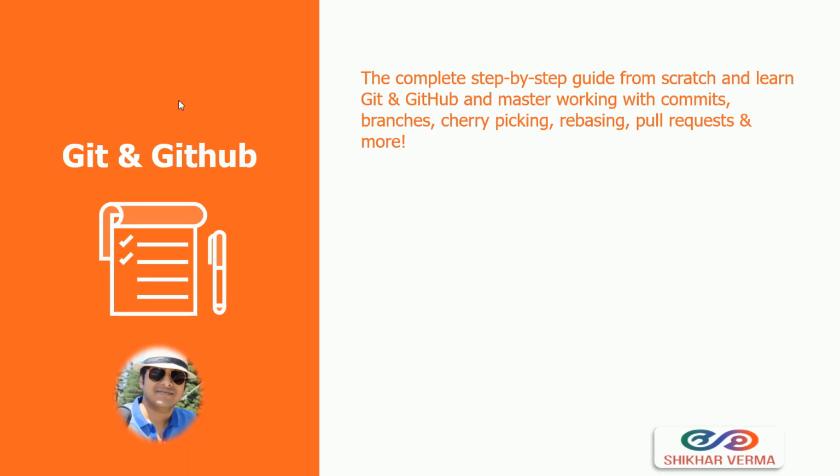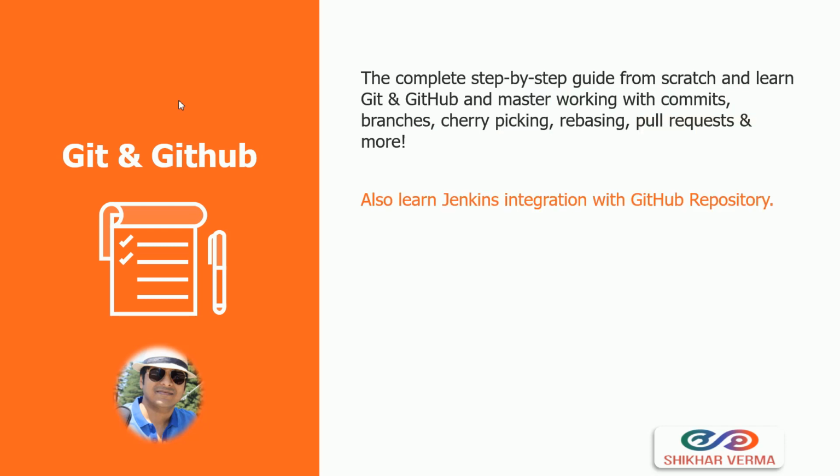This course is a complete step-by-step guide from scratch. Learn Git and GitHub and master working with commits, branches, cherry picking, rebasing, pull requests and many more. This course is completely based on real projects with scenario-based examples. You will also learn Jenkins integration with GitHub repository. And at the last, I will show you how to create a Java-based project using the Maven tool in Jenkins.